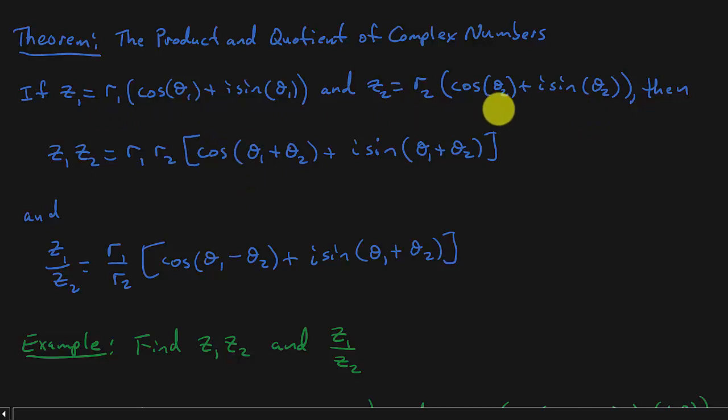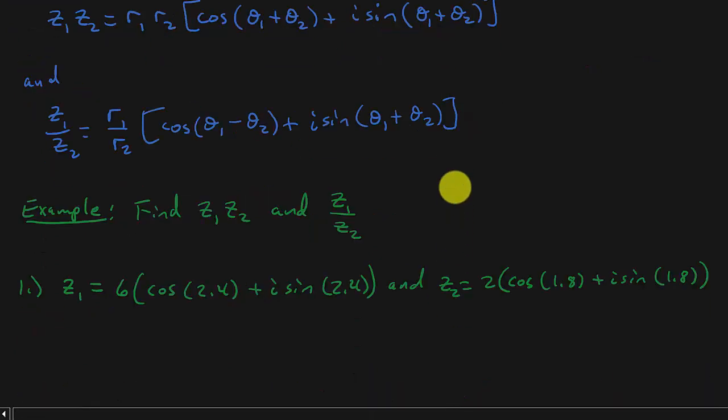And then guess what? Look how easy the division is. z1 over z2 is r1 over r2. So do r1 divided by r2, and then I subtract the angles: cosine of theta 1 minus theta 2 plus i sine of theta 1 minus theta 2. That's multiplying and dividing them when you have them in trigonometric form.